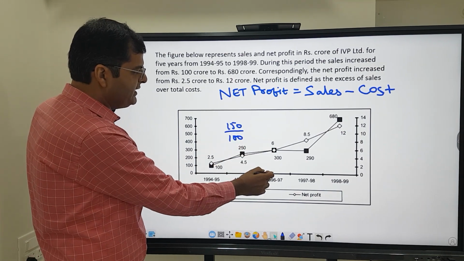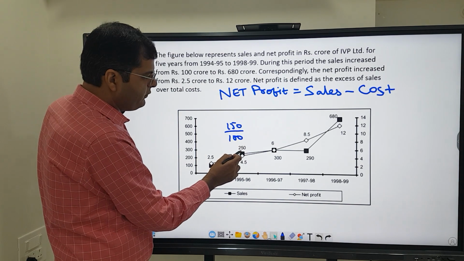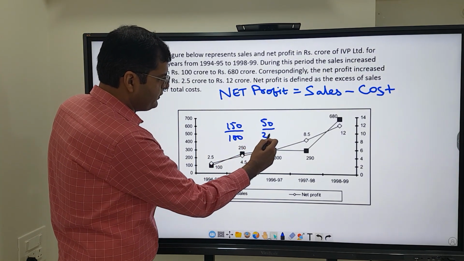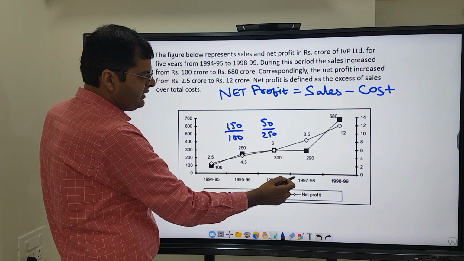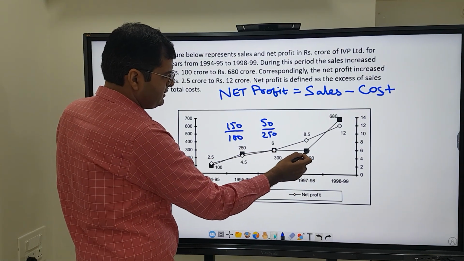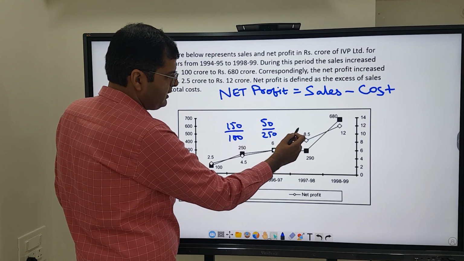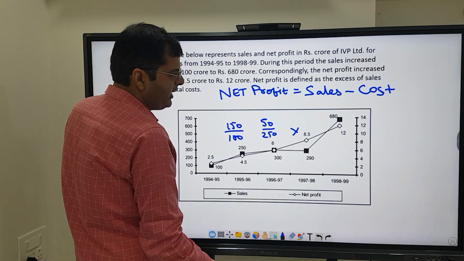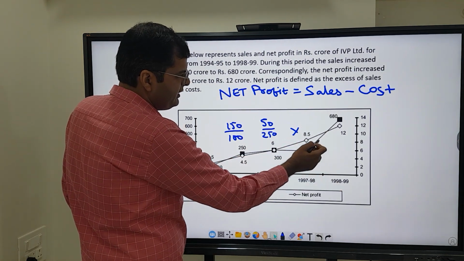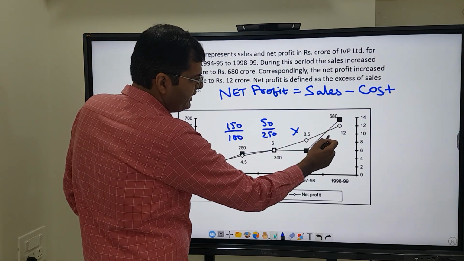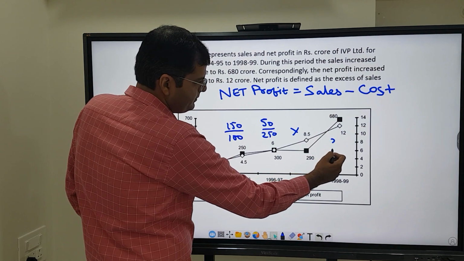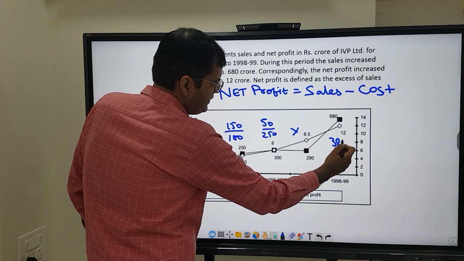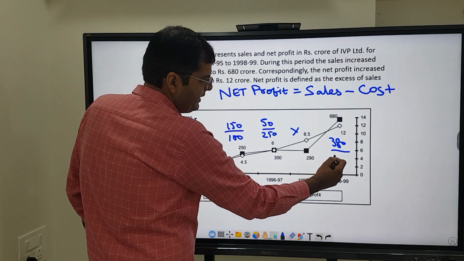From 96-97, the sales went from 250 to 300. So the increase is of 50 in sales and the base is 250. 97-98, actually it's a decrease, so we can even not consider this because it's not an increase. Sales is going from 300 to 290. And finally 98-99, sales have gone from 290 to 680. That is 380, the rise, divided by the base 290.